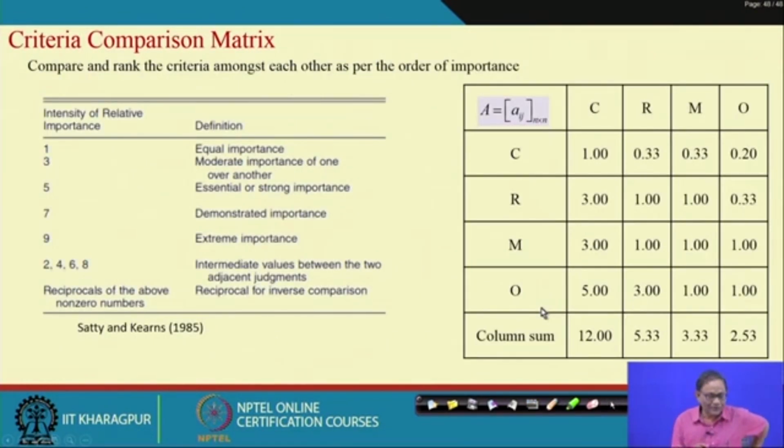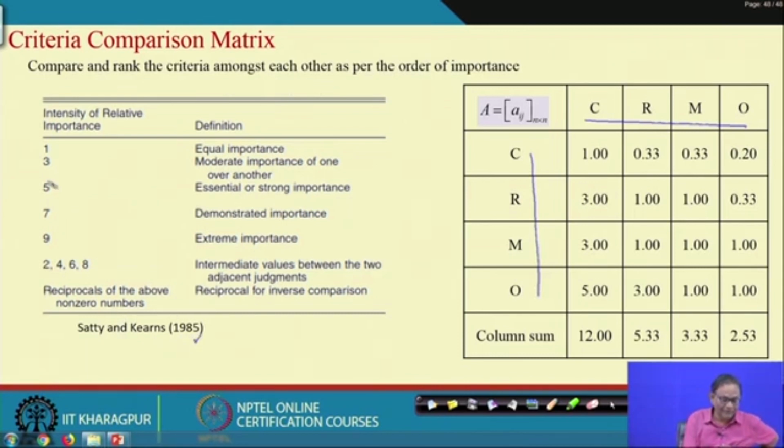Now I will go through an example with some scale data. Suppose you are interested in getting the comparison matrix for the criteria. We have 4 criteria. From Saaty and Cairns, 1985, we found the scale and the relative comparison values you will put. 1 means equal importance, 3 means moderate importance of one over another, 5 is essential or strong importance, 7 means demonstrated importance, 9 is extreme importance, and 2, 4, 6, 8 are intermediate values between two adjacent judgments, like in between 1 and 3, in between 3 and 5.